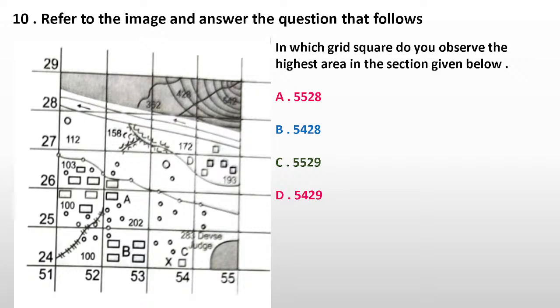Yes, Shazim, wherever possible, we are definitely explaining the answers. So the correct answer for this question is B, 5428. In this grid square 5428, you observe the highest area in the section. So the answer for question number 10 is B.